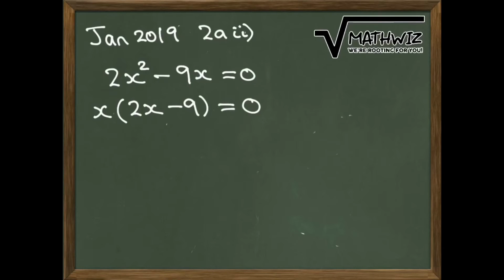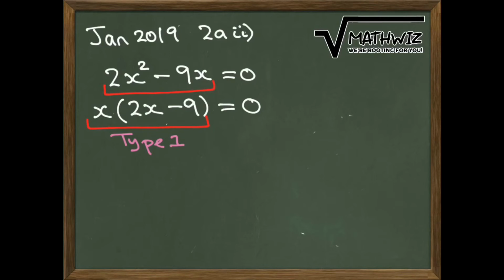So what I have here, that's the original, and that was factorized using type 1.